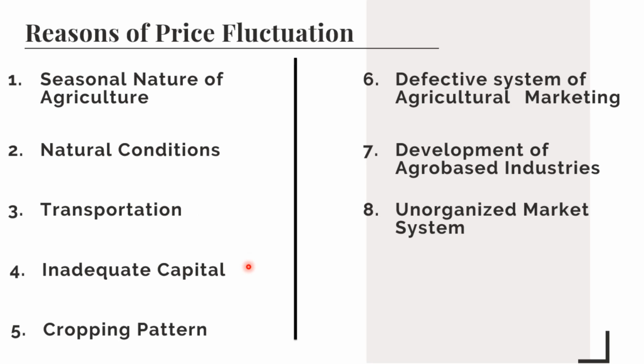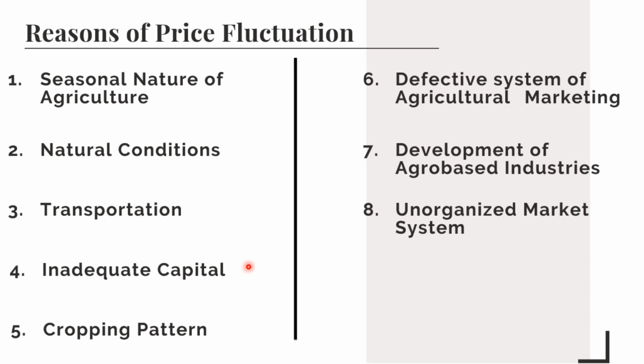Inadequate capital with the farmers is also responsible for price fluctuations. Due to the lack of capital, the farmers don't have their own transportation facilities, and they can't develop their own warehousing or godown facilities. Because of the lack of transportation and storage facilities, the farmers immediately supply their agricultural produce to the markets, towards the rural areas and the urban areas.